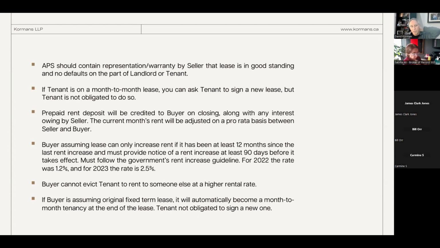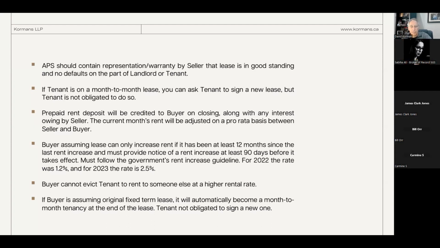Oftentimes leases have some prepaid rent or some sort of deposit. That should be a credit to the buyer on closing, along with any interest that's owing by the seller on that. There'll be an adjustment in the statement of adjustments for the current month's rent if you're closing in the middle of the month. Even if it's one day, if you're closing on April 30th, then that April rent would have been collected by the seller, but the buyer will be entitled to one day of that rent because the day of closing always belongs to the buyer. So the rent for that April 30th day should be adjusted on the statement of adjustments and be a credit to the buyer.